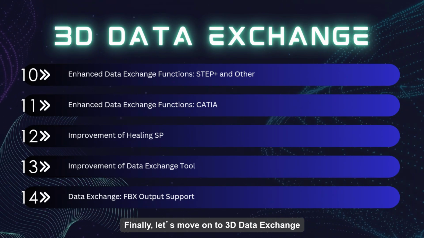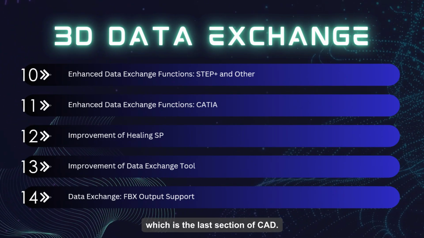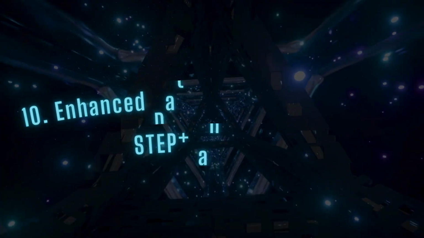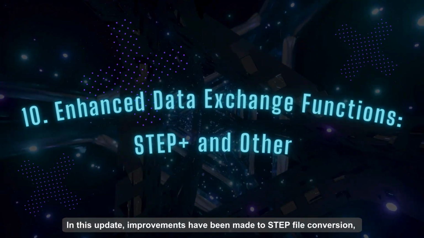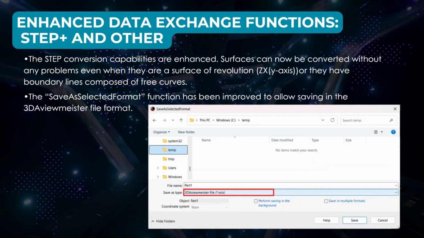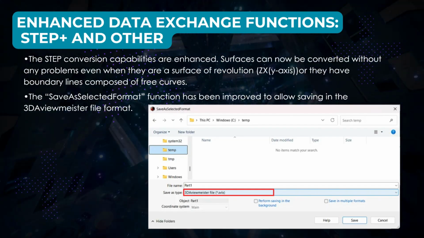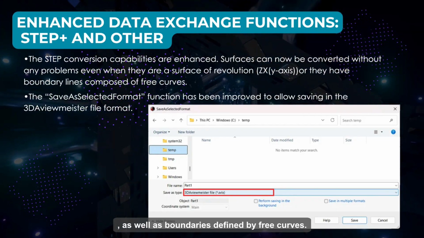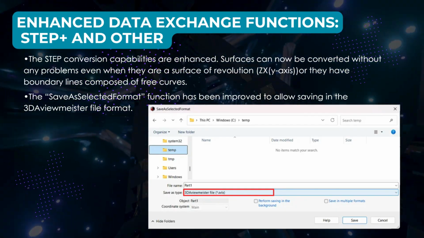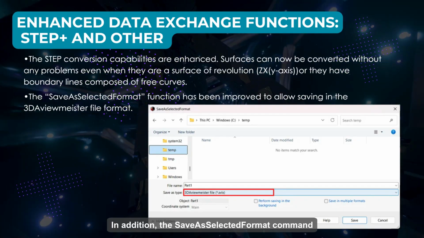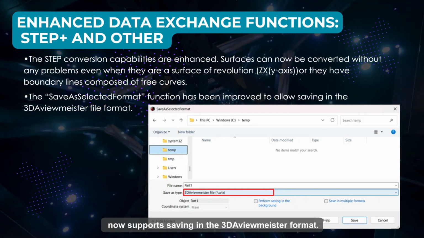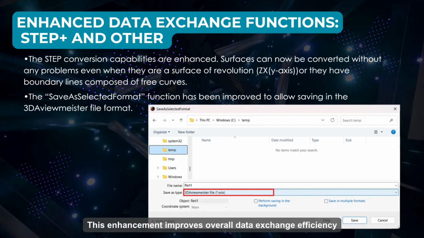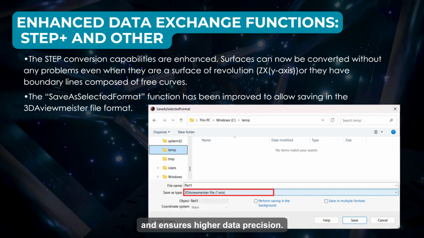Finally, let's move on to 3D data exchange, which is the last section of CAD. In this update, improvements have been made to STEP file conversion, making it more comprehensive. It now supports models with surfaces of revolution along the y-axis, as well as boundaries defined by free curves. In addition, the Save as Selected Format command now supports saving in the 3D CADmeister format. This enhancement improves overall data exchange efficiency and ensures higher data precision.